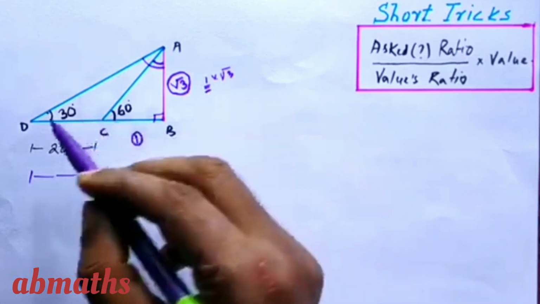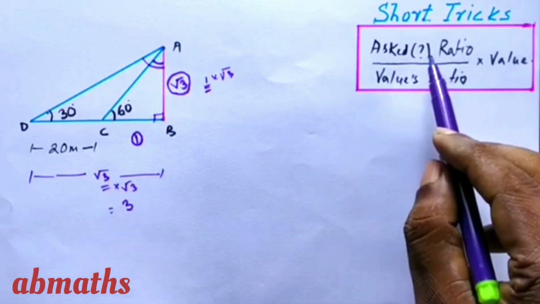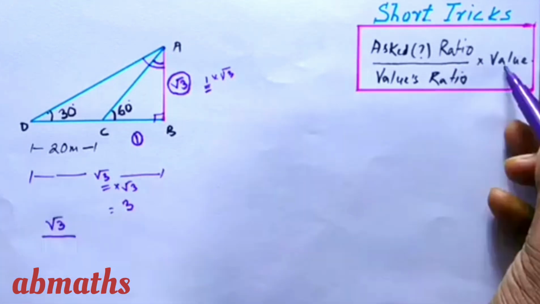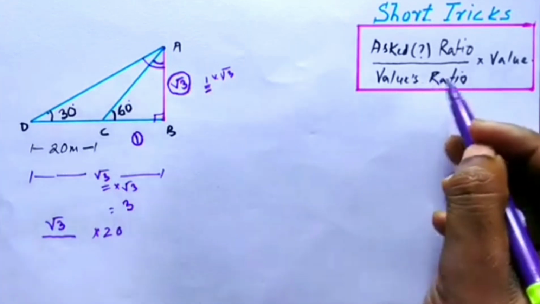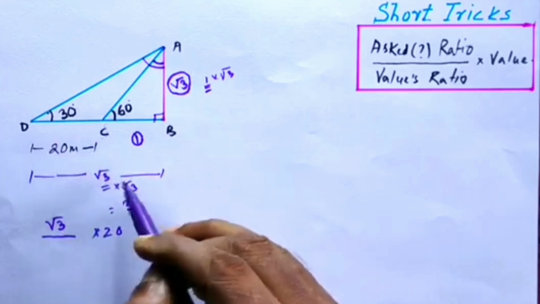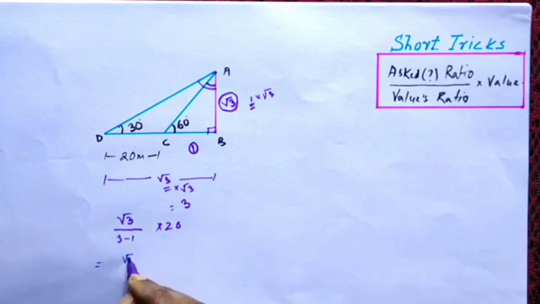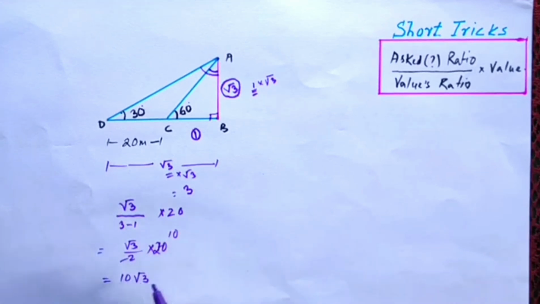Now we have to find out AB. So AB, according to the formula, ask ratio is √3, into value is 20, then divided by value's ratio. This value 20, its ratio will be 3 minus 1, it will be 2. So this answer will be root 3 by 2 into 20, 2 tens are 20. So the answer is 10 root 3. Height is 10 root 3.